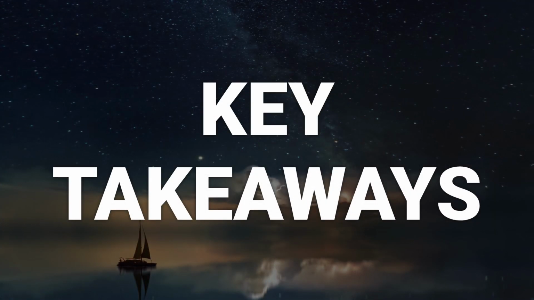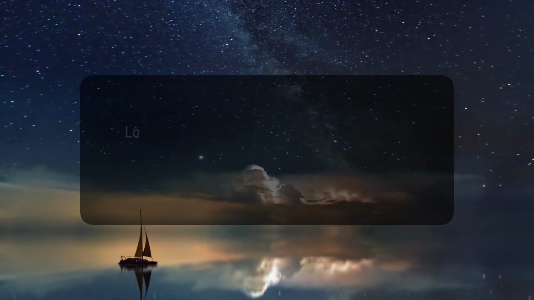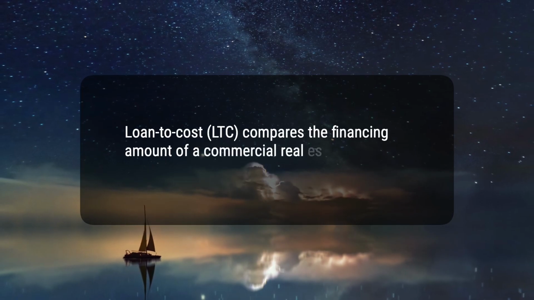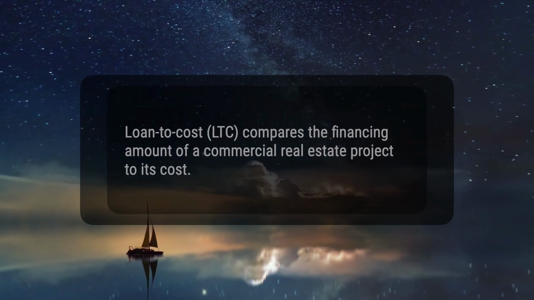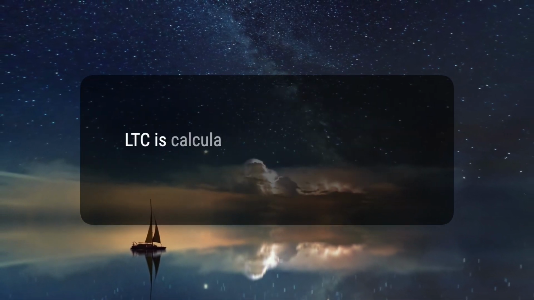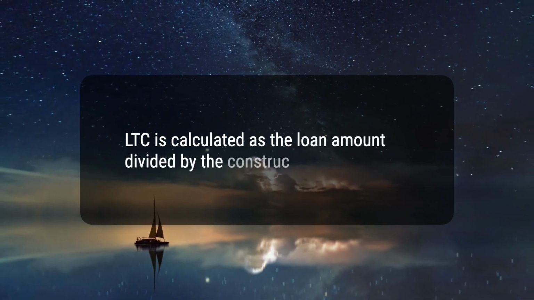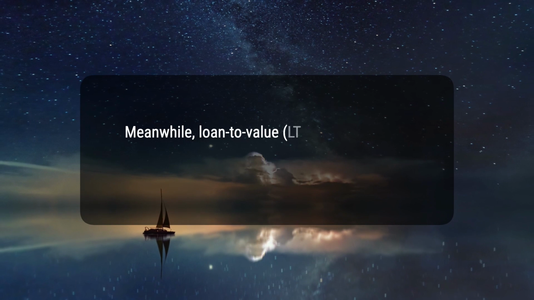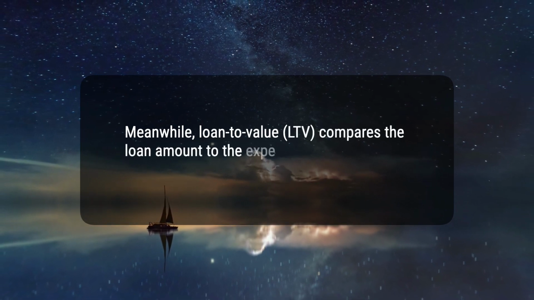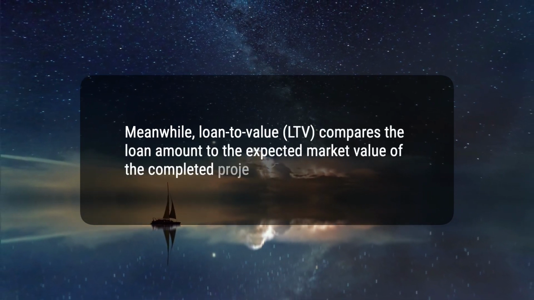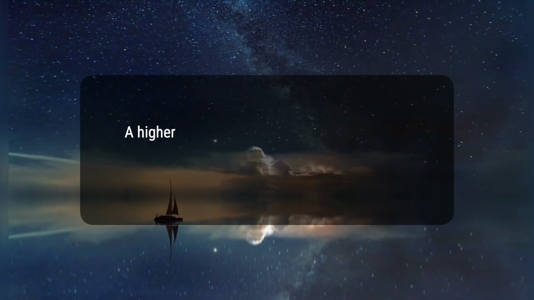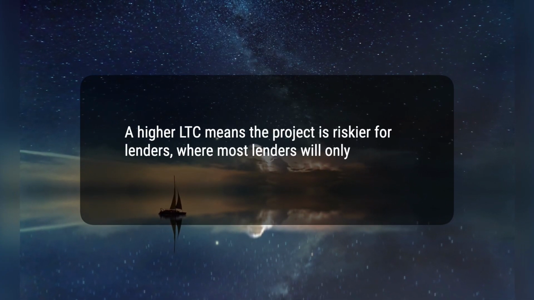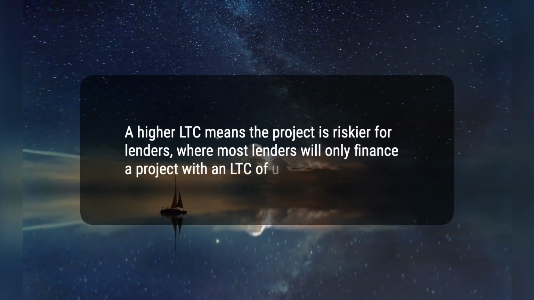Here are 4 key takeaways. 1. Loan-to-cost, LTC, compares the financing amount of a commercial real estate project to its cost. 2. LTC is calculated as the loan amount divided by the construction cost. 3. Meanwhile, loan-to-value, LTV, compares the loan amount to the expected market value of the completed project. 4. A higher LTC means the project is riskier for lenders, where most lenders will only finance a project with an LTC of up to 80%.